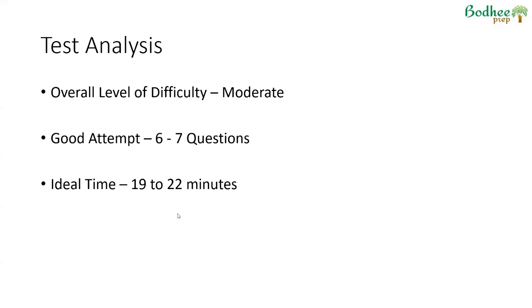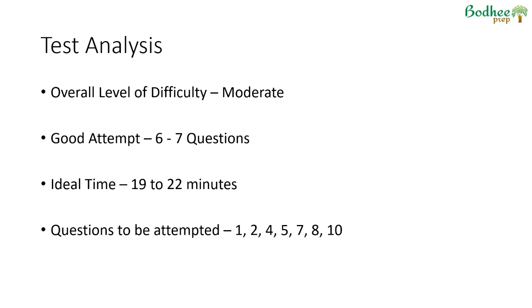Now, if you look at the overall level of difficulty, as I said, moderate level of difficulty for the paper, 6 to 7 questions could have been attempted, and the attempt time would be somewhere around 20 minutes. The questions that I would have attempted in this test for sure would have been 1, 2, 4, 5, 7, 8, 10. Which are these questions?